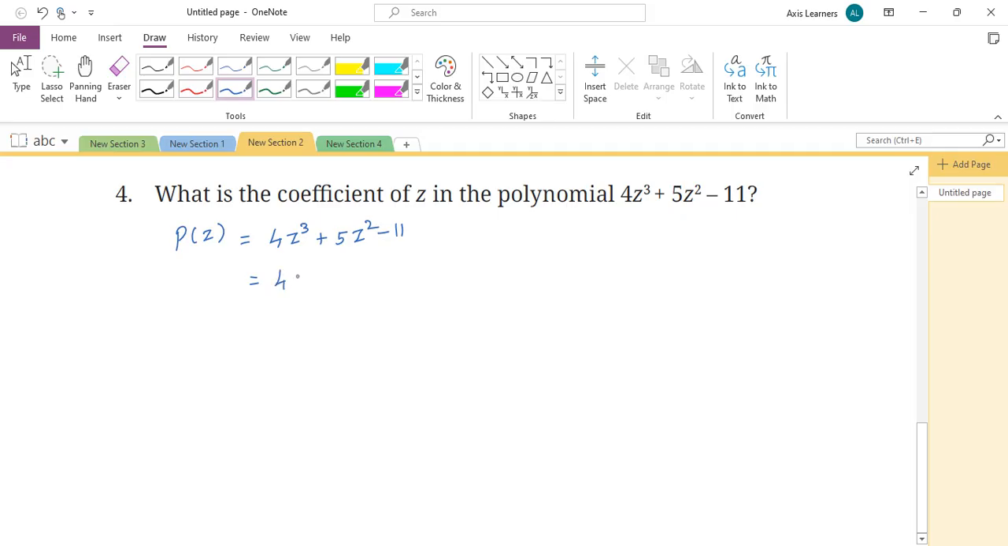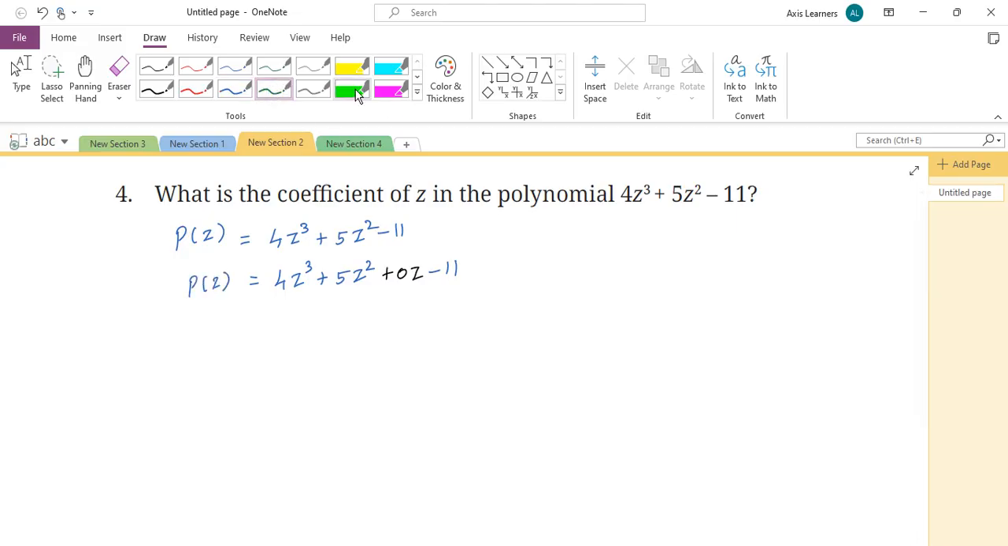So I will write it as 4z cube plus 5z square plus 0z. I am introducing this one, minus 11. Okay. Now look at this. The z term is not there, so we have written that as 0 into z. We know 0 into anything is 0, so it does not change the value of the polynomial. Okay, so we have this polynomial p of z.